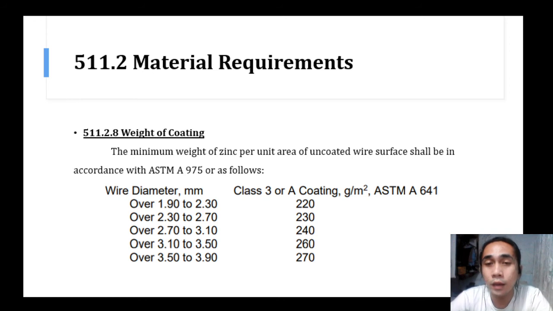The weight of coating. So the minimum weight of zinc per unit area of uncoated wire surface shall be in accordance with ASTM A975 or as follows.